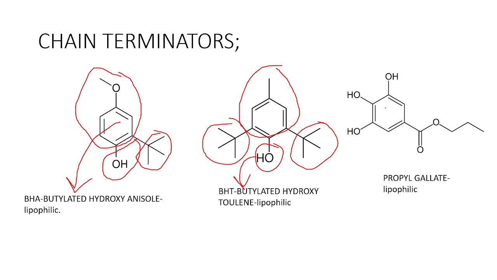Next, propyl gallate. See, this is a gallic acid. If it is OH, then it is gallic acid. If that H is replaced with a propyl group, we can call it propyl gallate. This is also lipophilic in nature.